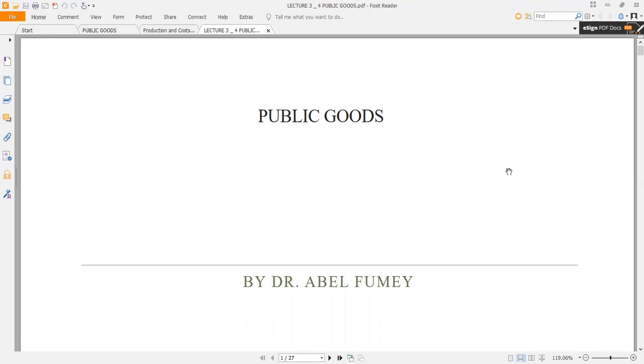So we discussed some of the ways through which we get market failure. We said we have public goods, externalities, risk and uncertainty, information asymmetry, monopoly power, and all those things. So today we'll look at what public goods are, and then how public goods are efficiently produced or provided.